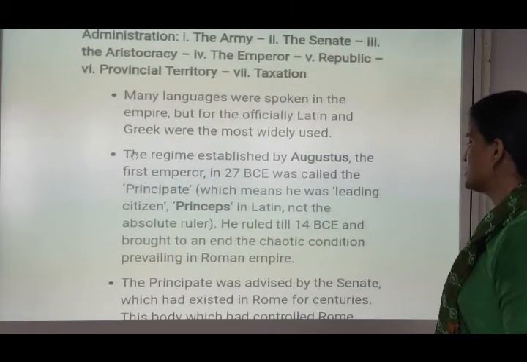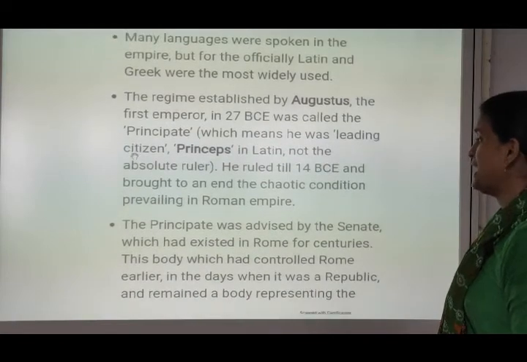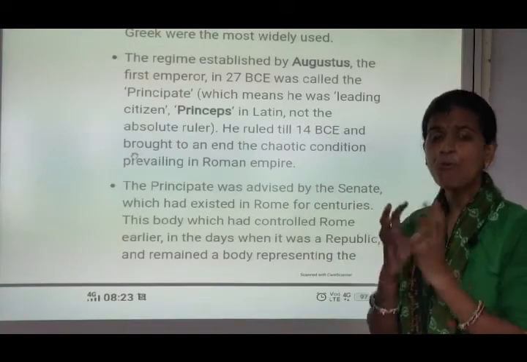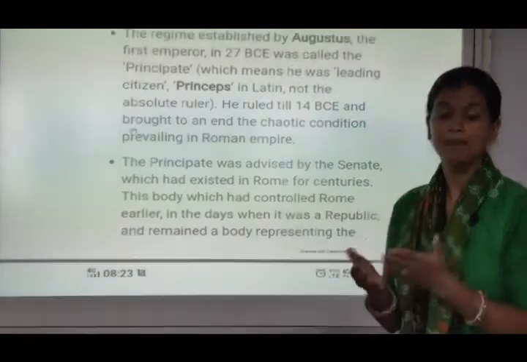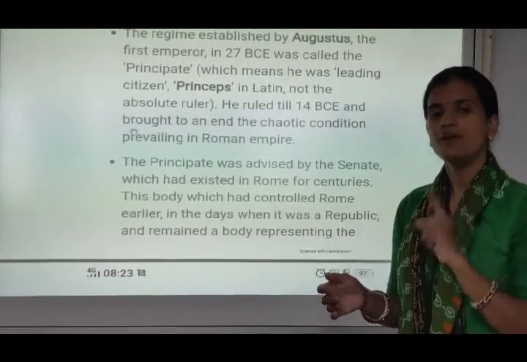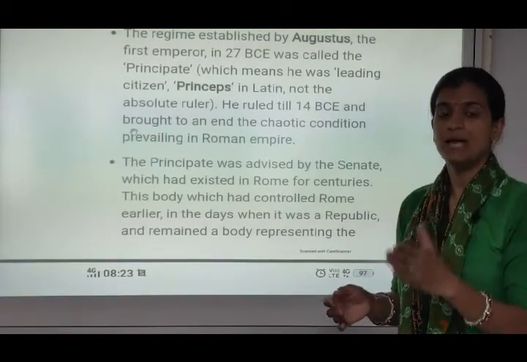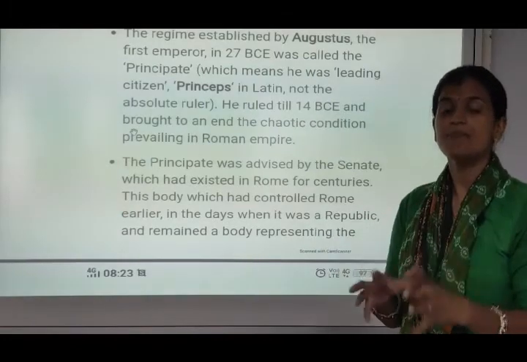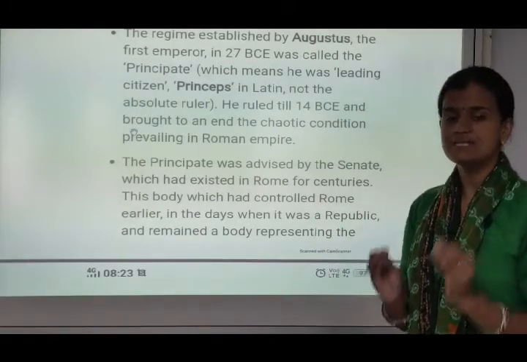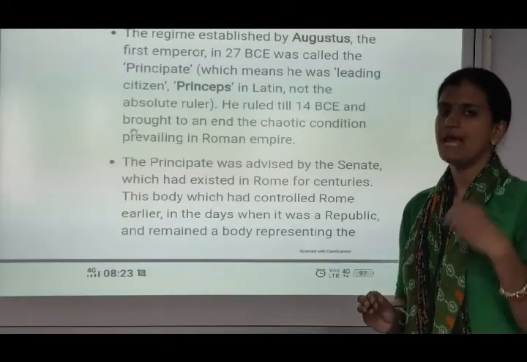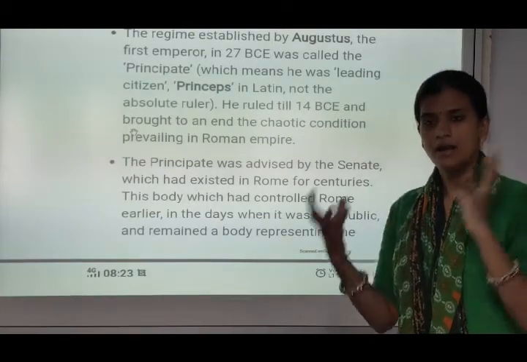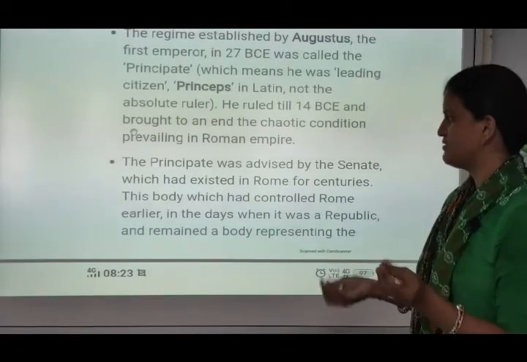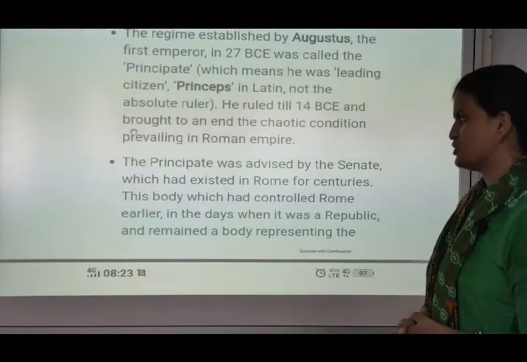The Principate was advised by the Senate, which had existed in Rome for centuries. Now what was the Senate? It was a group of people who advised the Principate. Principate means the main leader, not the absolute ruler. He was advised by the Senate in every aspect of rule, in administration, how the country should be ruled, how taxation problems would be solved, everything. It had existed in Rome for centuries.